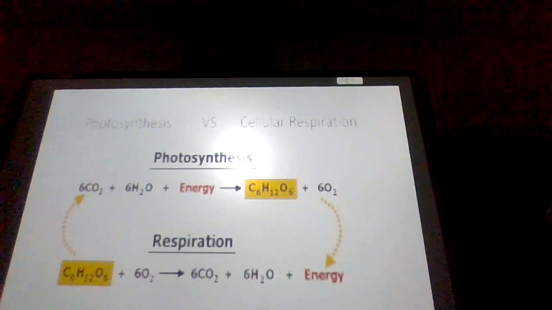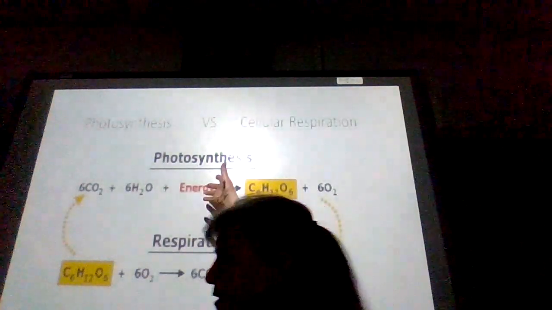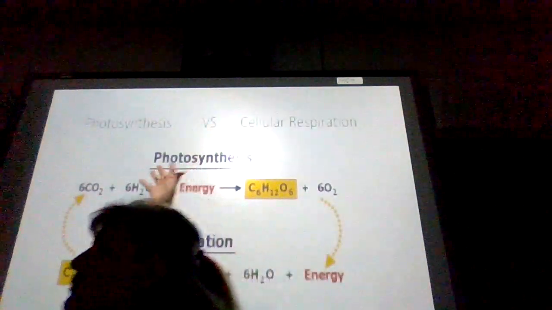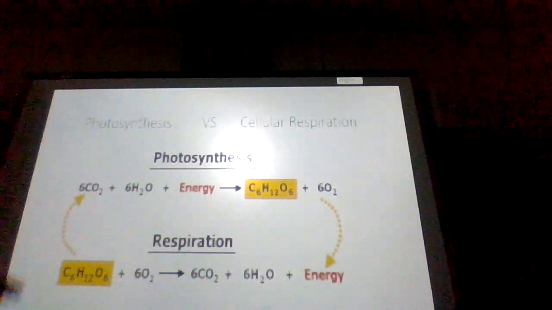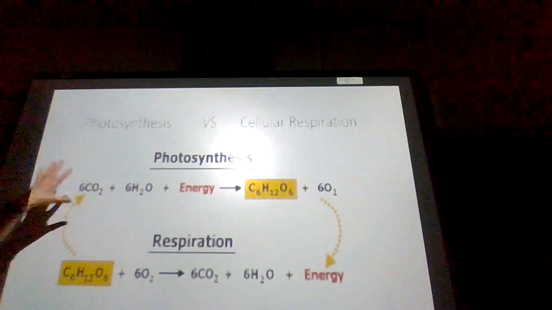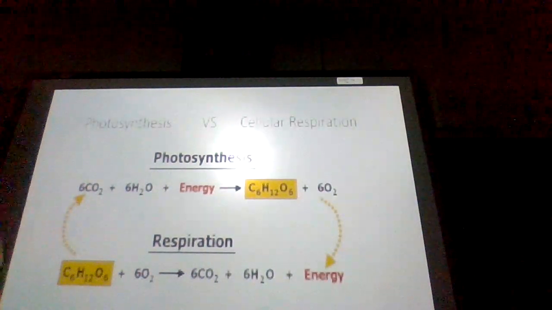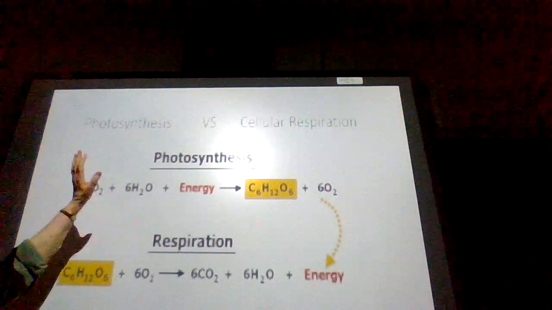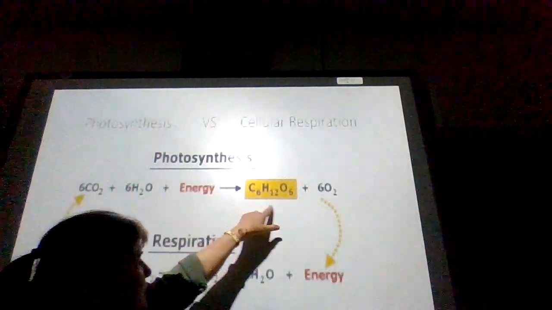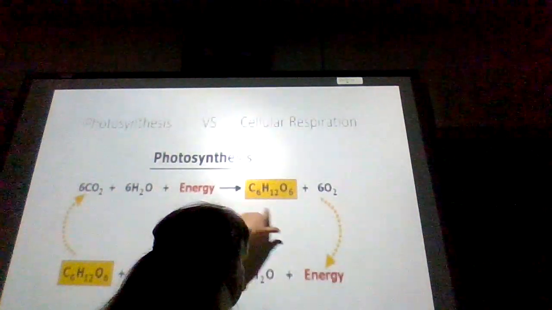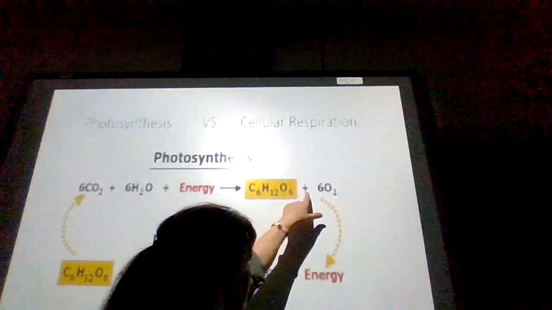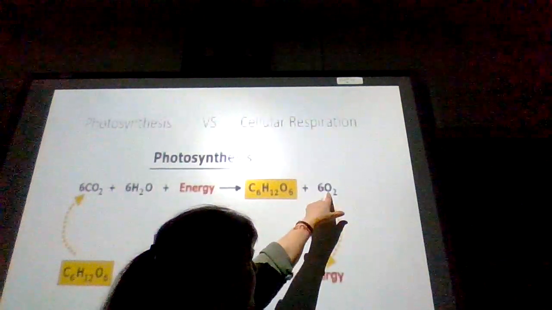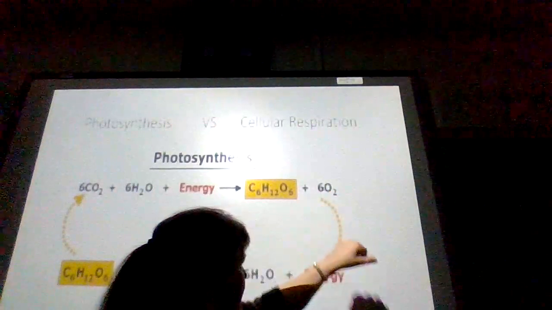Again, if you look at the equation, and you do need to know these equations. If you know one of them, you're good. I tend to know photosynthesis first, but if I take 6 carbon dioxide from the atmosphere, I add 6 molecules of water, I throw some energy in there, I'm going to make my lovely little glucose here, C6H12O6, and as a byproduct, I'm going to put oxygen back in the atmosphere.